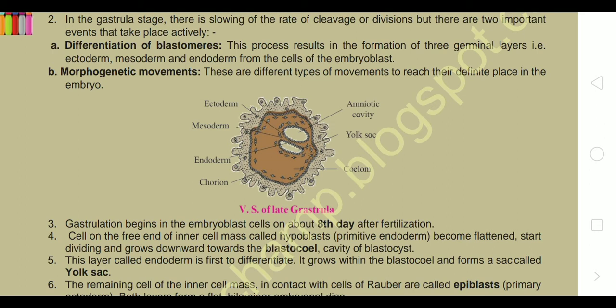So gastrulation begins in the embryoblast cells about the 8th day after fertilization, that we have studied in implantation. At the same time, both processes take place, implantation and gastrulation. Gastrulation inside the blastula and implantation outside the blastula.